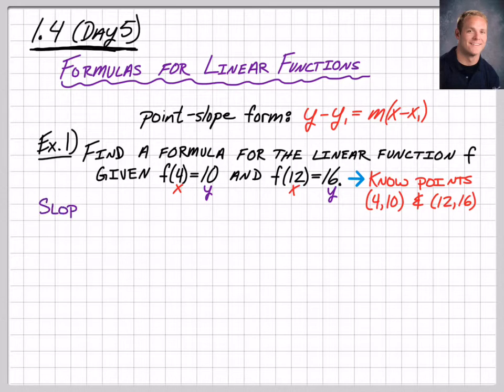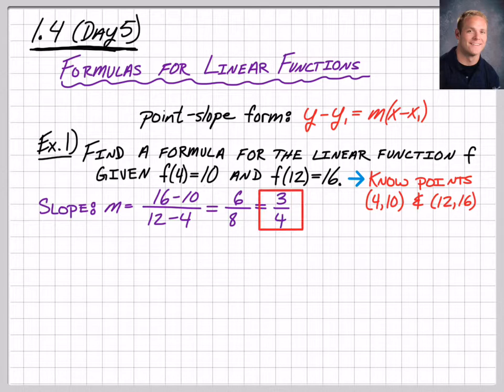We'll start with the slope. Subtract the y's on top. So I got 16 minus 10 on top. And then just keep in the same order when I subtract the x's, I got 12 minus 4 on the bottom, which gives me 6 over 8, better known as 3 over 4. Excellent. We got the slope. We figured out 2 points.